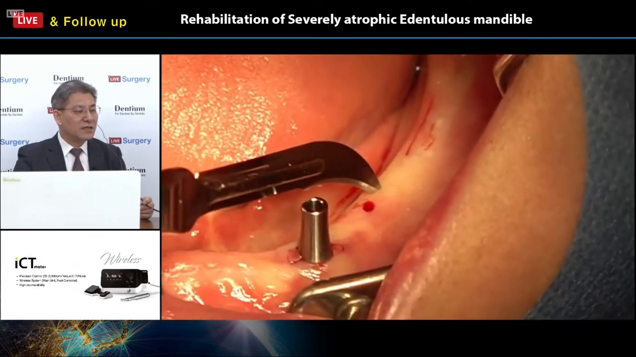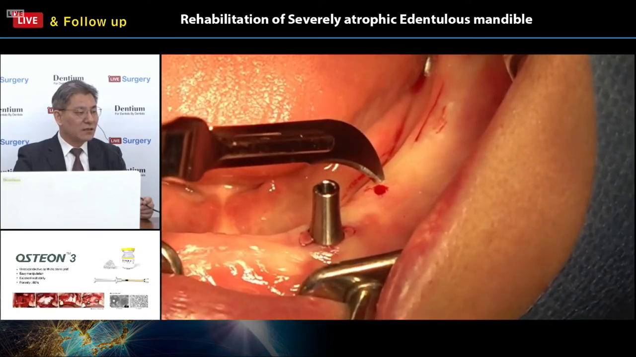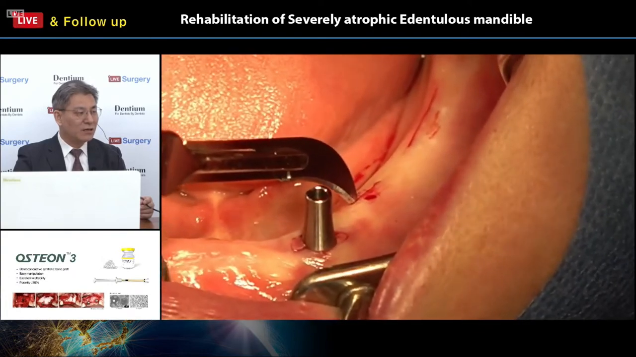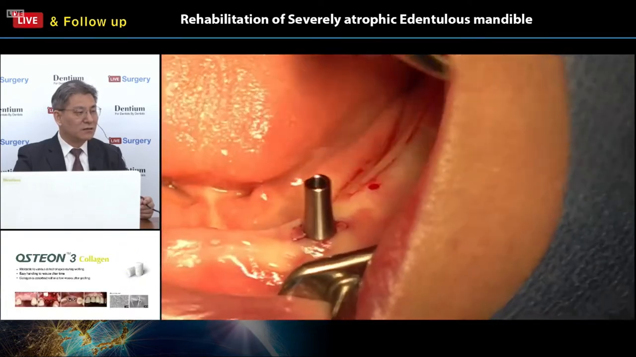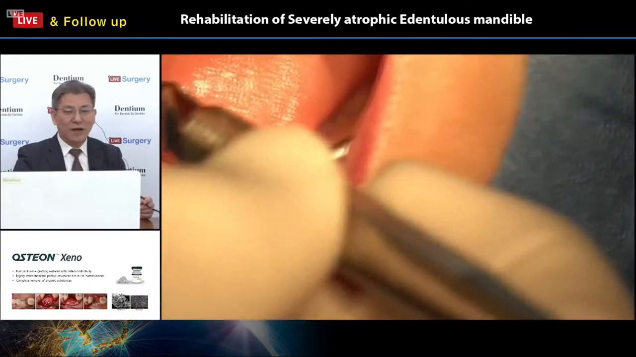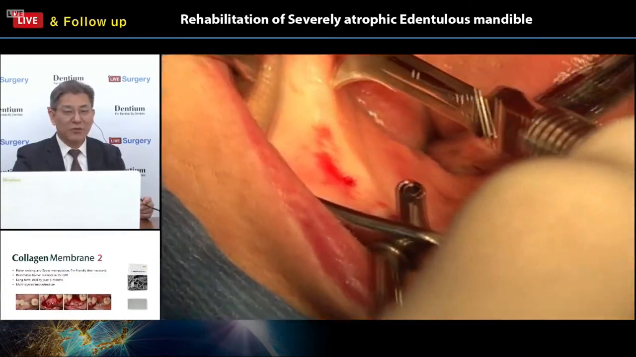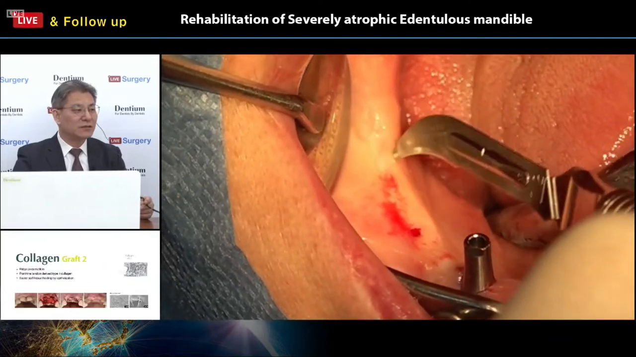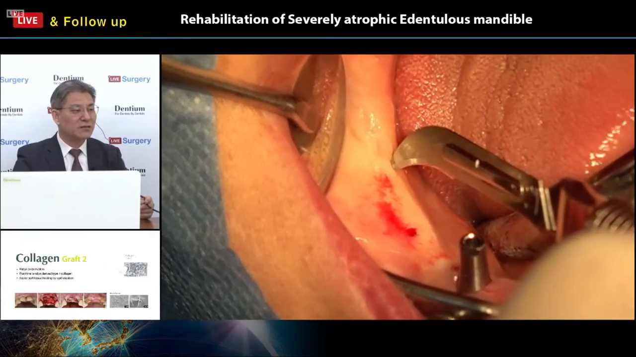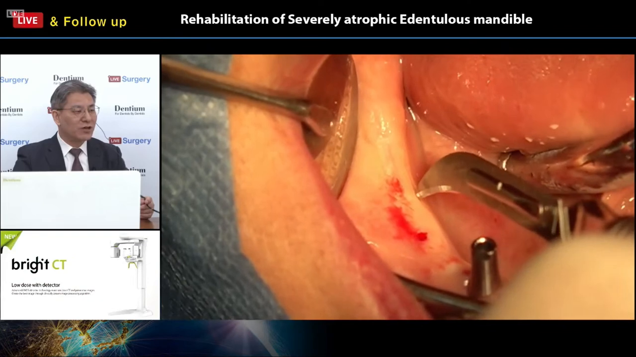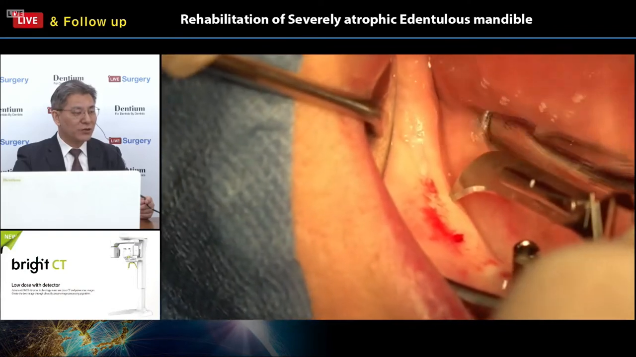So a crestal incision is being made. On the mandible, as you know, the mid-crestal incision is the popular, normal style. A number 12 blade was used.